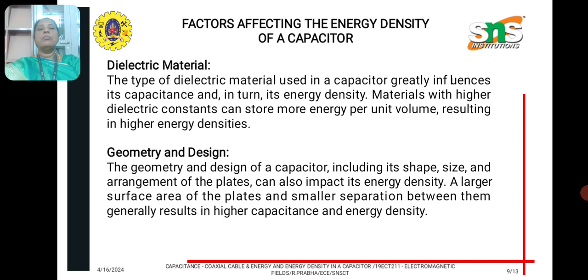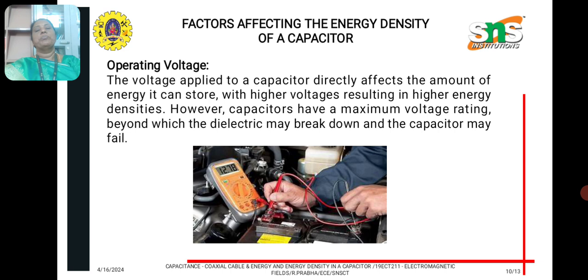The next parameter influencing the energy density of a capacitor is its geometry and design. A larger surface area of the plate and a smaller separation between them will result in higher capacitance. So if the capacitance is higher, naturally the energy density will also be higher. And the third parameter is the operating voltage. The operating voltage will also influence the energy density of a capacitor.